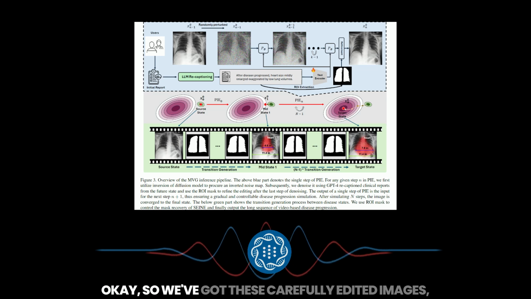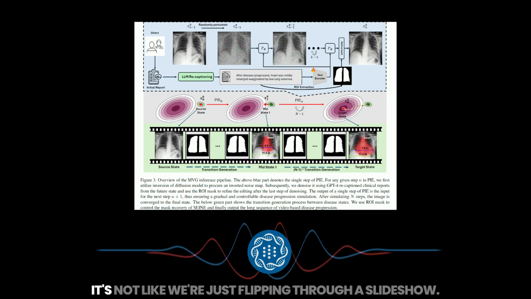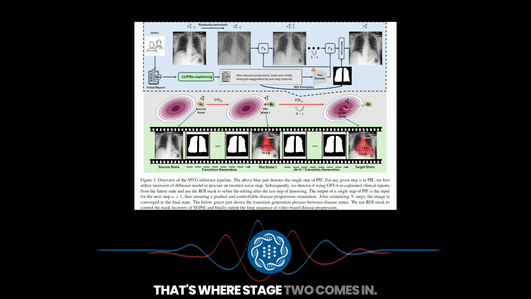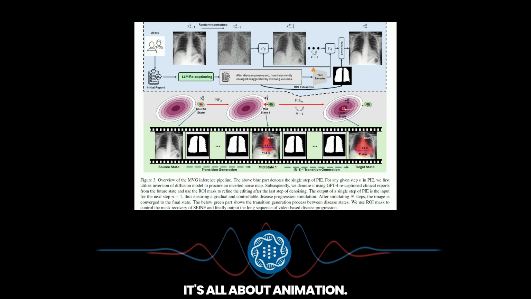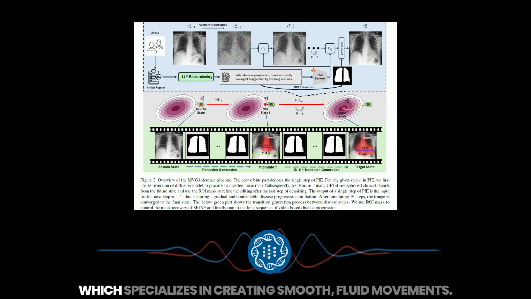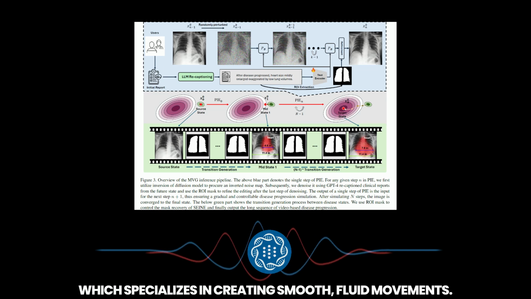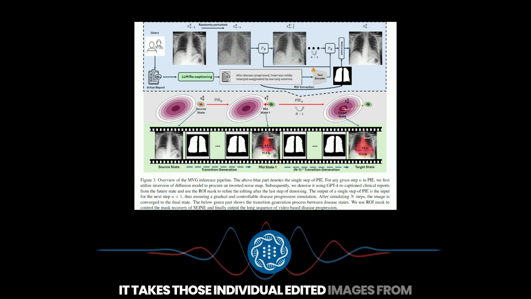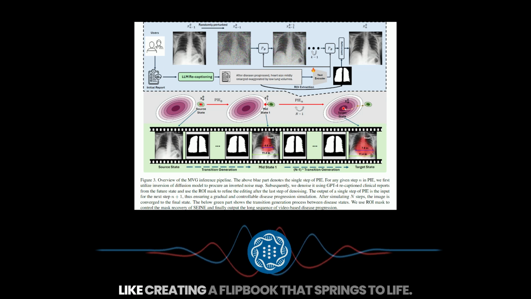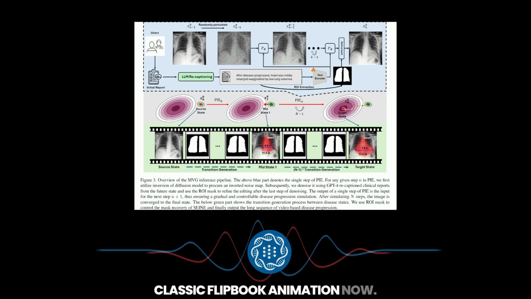Okay, so we've got these carefully edited images, but how do they become a video? It's not like we're just flipping through a slideshow, right? You're exactly right. That's where stage 2 comes in. It's all about animation. This stage uses another model called Sine, which specializes in creating smooth, fluid movements. It takes those individual edited images from stage 1 and seamlessly stitches them together, like creating a flip book that springs to life. Okay, I'm picturing that classic flipbook animation now.